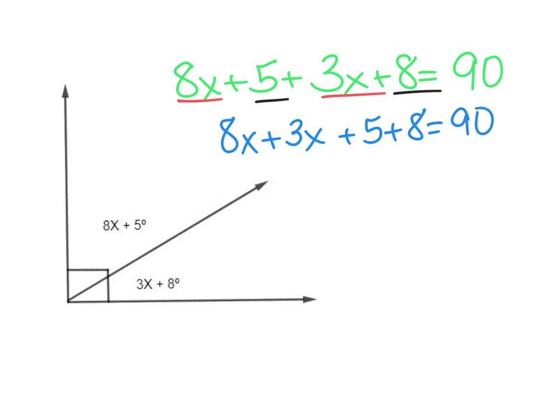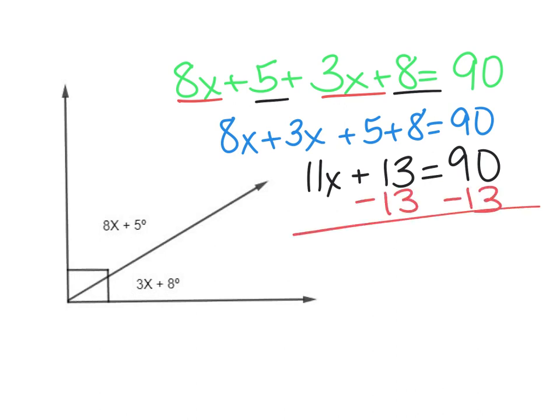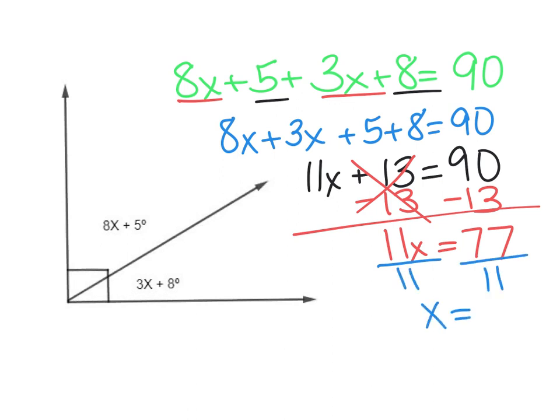Now I'm going to combine my like terms, so 8x plus 3x is 11x, 5 plus 8 is 13, and now I'm going to start solving. So I need to get rid of my plus 13 by using the inverse operation, so I'm going to subtract 13. I'm left with 11x over here, 77. Now I see that x is being multiplied by 11, so I'm going to use the inverse and divide by 11 to solve for x.